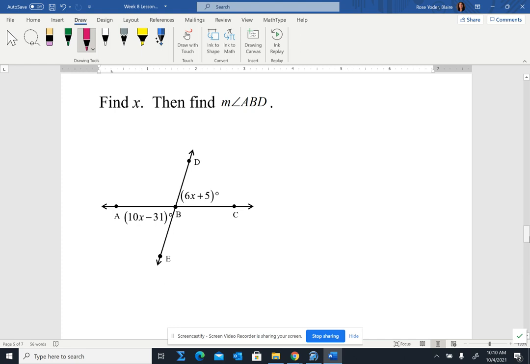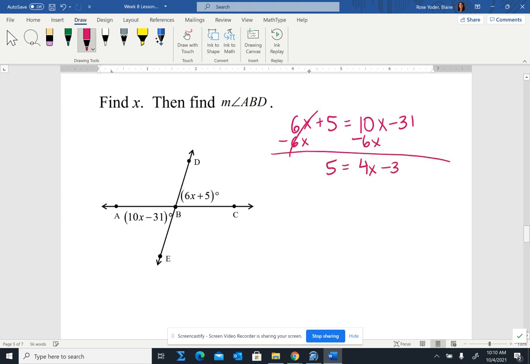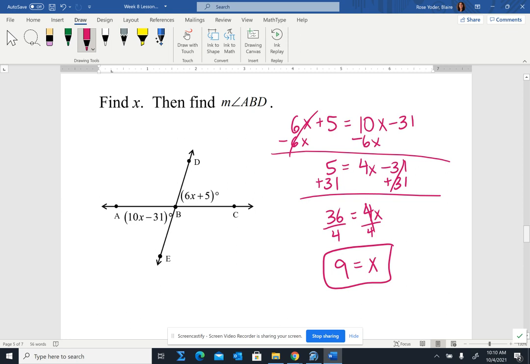What is this going to look like with algebra? Well, you have to look closely and decide if the angles that I give you are vertical angles or if they're supplementary angles. These two are vertical angles, so good news, they are congruent to each other. So I'm just going to take 6x plus 5 and set it equal to 10x minus 31. And then I'm going to do my quick solving. I like to start with the smaller x's and subtract those from both sides. Then I like to add 31 to both sides. 4x equals 36, and 36 divided by 4 is 9. So that's my x.